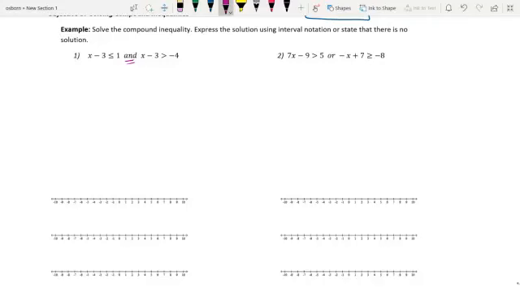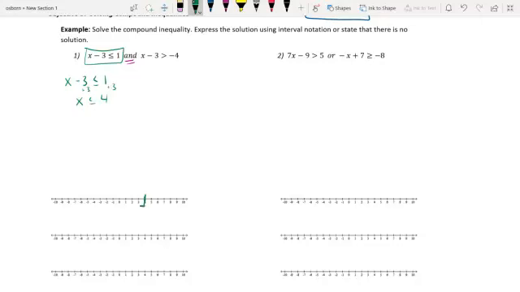Alright, so what we're going to do for this, I'm going to color code it to make it hopefully a little bit more clear. First thing I'm going to do is I'm going to solve for this one right here. I've got x minus 3 is less than or equal to 1. So what that means is that x is less than or equal to 4 because I simply just add 3 to both sides. Alright, so I'm going to go ahead and graph that. X is less than or equal to 4.